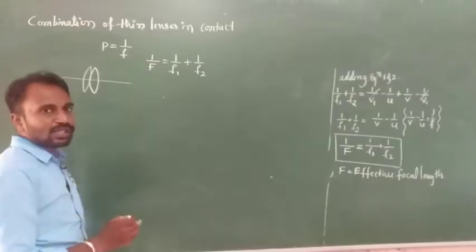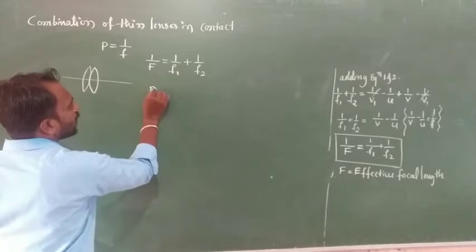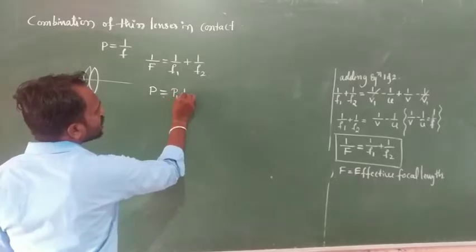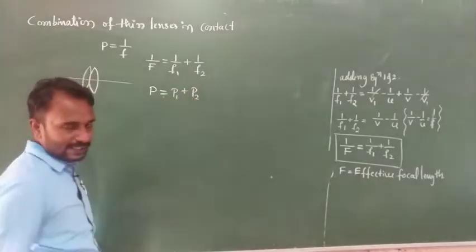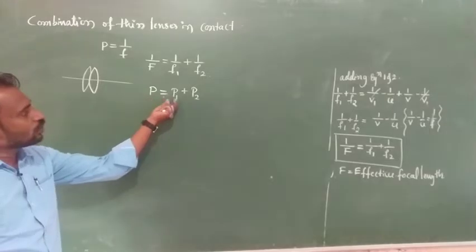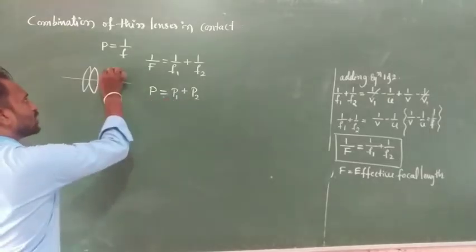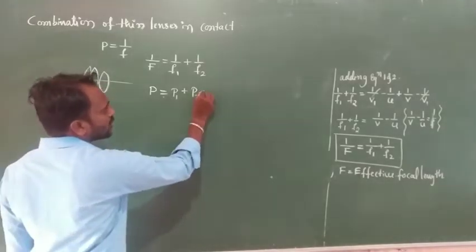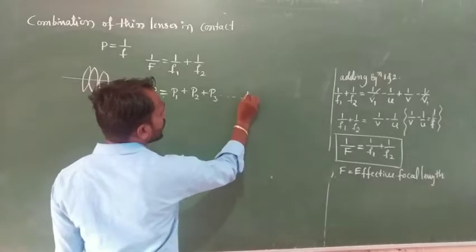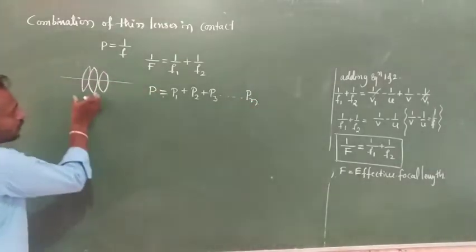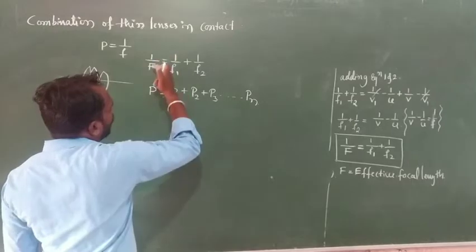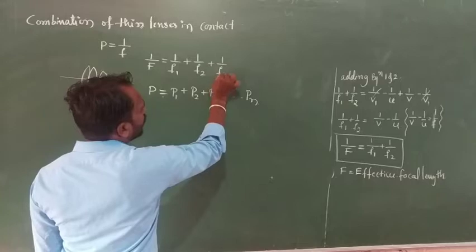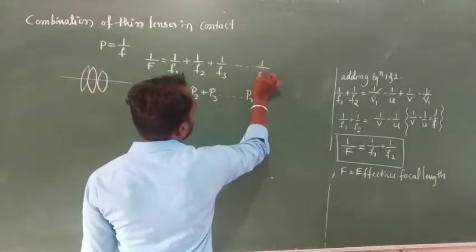1 by f is nothing but the power of the lens. So power of lens P is equal to 1 by f1, which means the power of the first lens plus the power of the second lens. So P is equal to P1 plus P2. Suppose we consider n number of lenses, then P3 and so on up to Pn. And for n lenses, 1 by f is equal to 1 by f1 plus 1 by f2 plus 1 by f3, and so on up to 1 by fn.